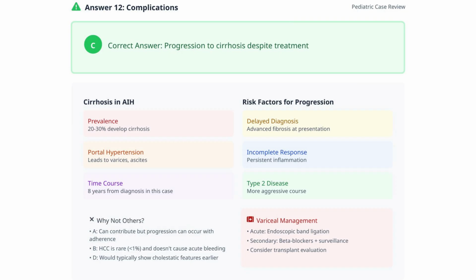While medication non-adherence can certainly contribute, progression can occur despite adherence. Hepatocellular carcinoma is rare in pediatric AIH. Overlap with primary sclerosing cholangitis would typically show other biliary features before varices develop.